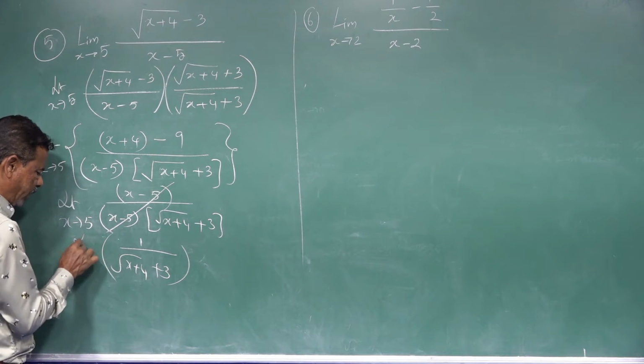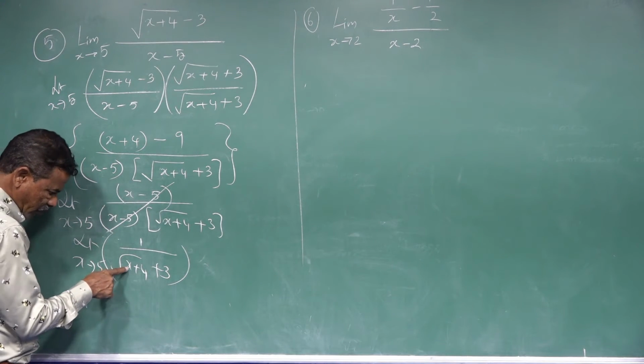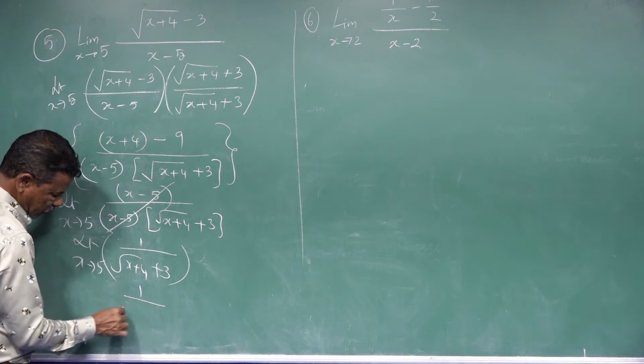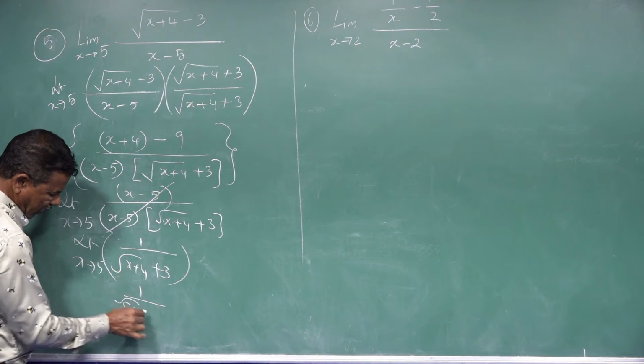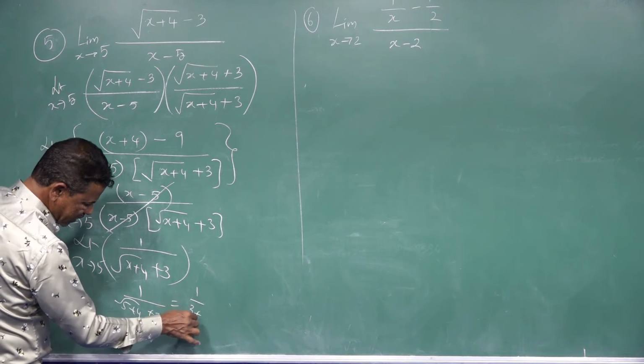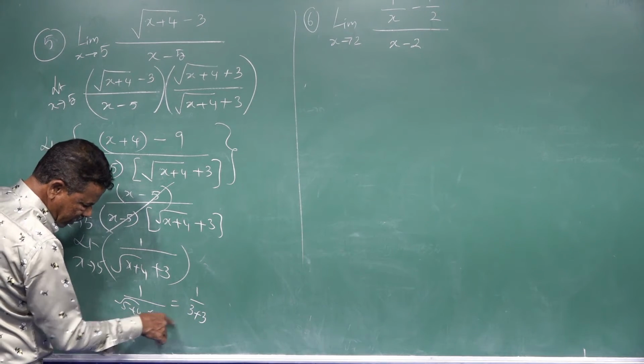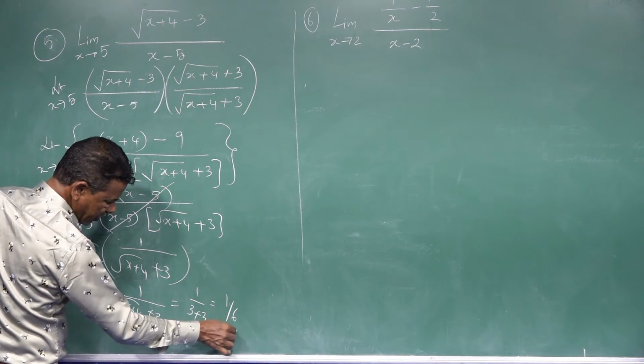We apply the limit x tends to 5 as it is. So here 5 plus 4 is 9, 5 plus 4 is 9, plus 3. It is equal to 1 by root 9 plus 3. Root of 9 is 3, so 3 plus 3. So it is 1 by 6.